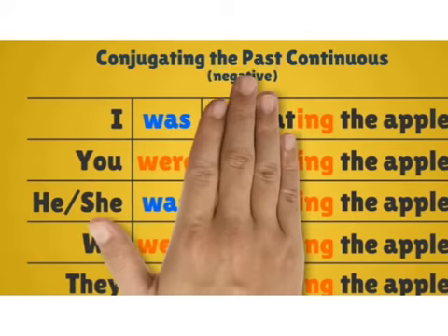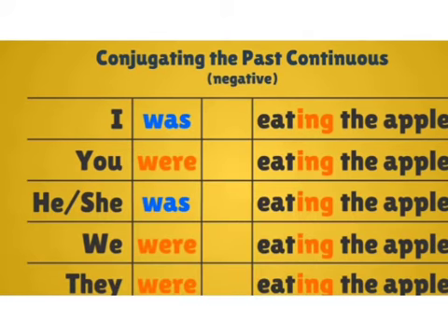Let's conjugate the past continuous negative sentence. So what do we have to use for past tense? Yes, you are right. We have to use not in each sentence to make the sentence negative. I was not eating the apple. You were not eating the apple. He was not eating the apple, or she was not eating the apple. The next one is we were not eating the apple.